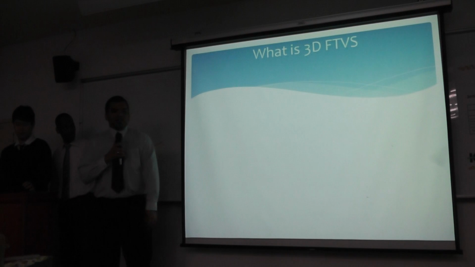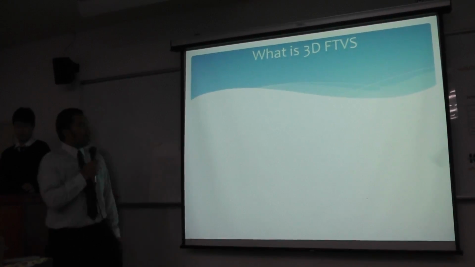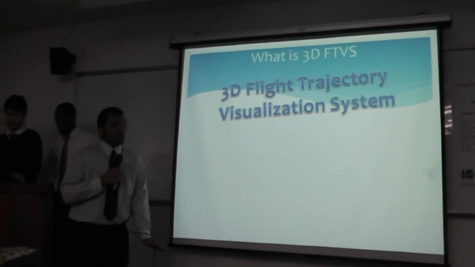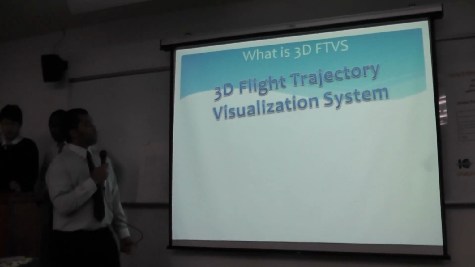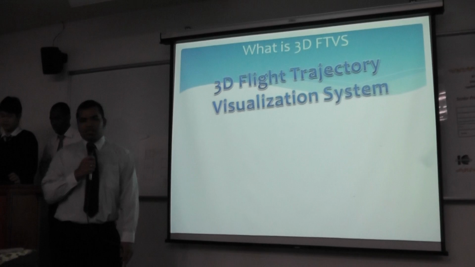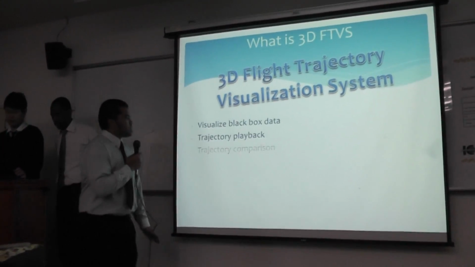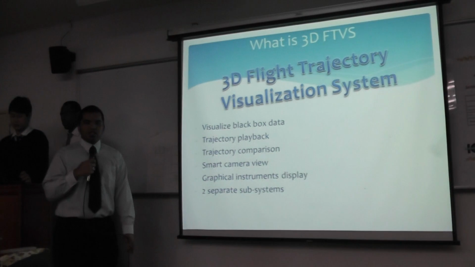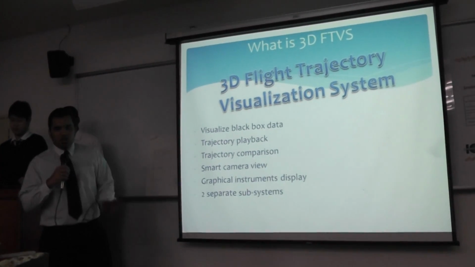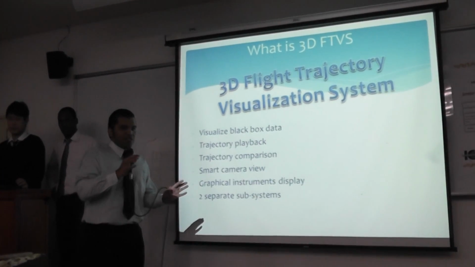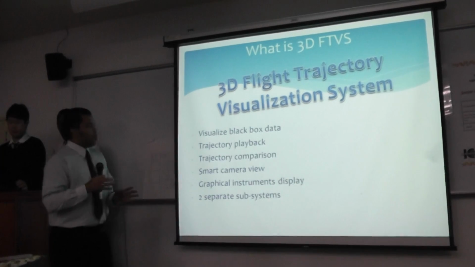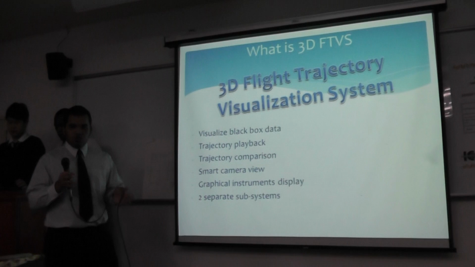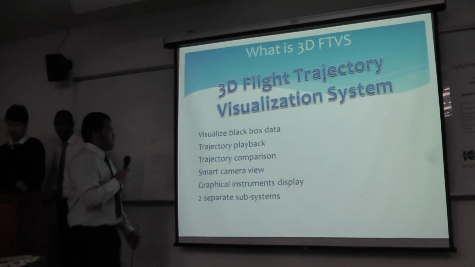Good afternoon, everyone. I am here to introduce what exactly 3D FTVS is. As you can see here, 3D FTVS stands for 3D Flight Trajectory Visualization System. And this is a list of simple things that it will take care of. One is that it will visualize black box data. From the previous slide, you saw all the collective junk of information mashed up together. What we want to do is take that and put it on a visual representation, which is Google Earth for our system. Next, we want to have trajectory playback.